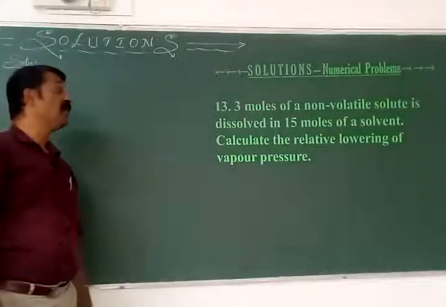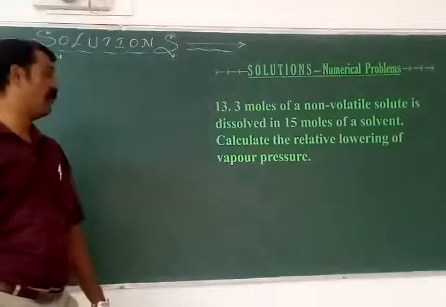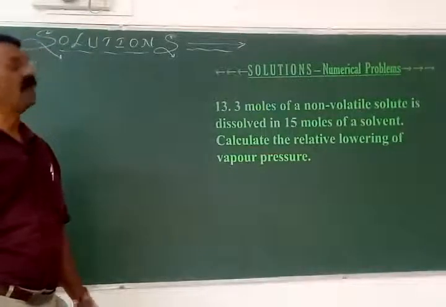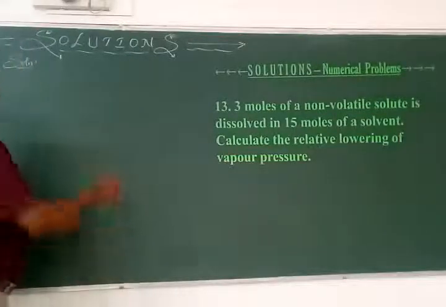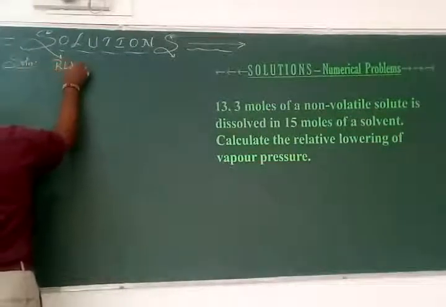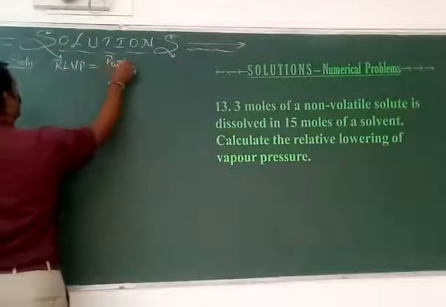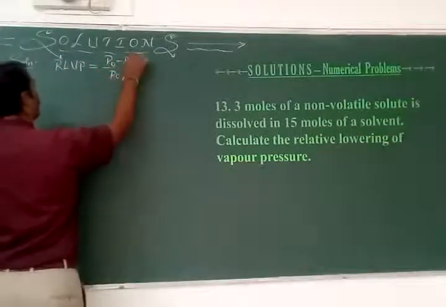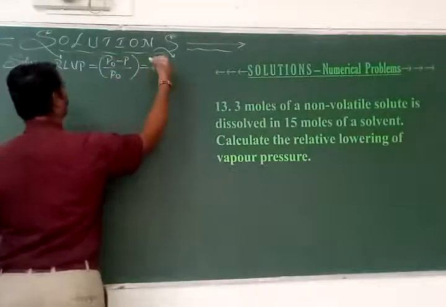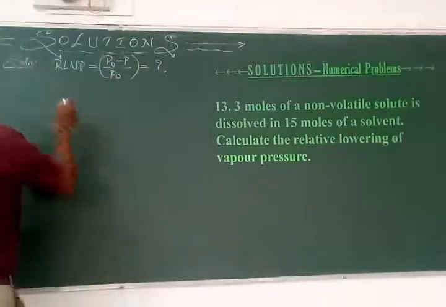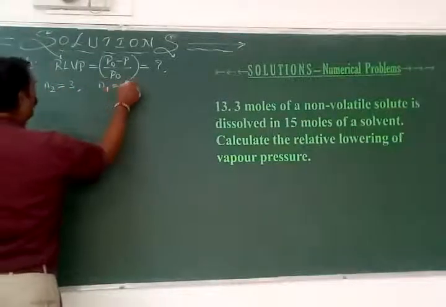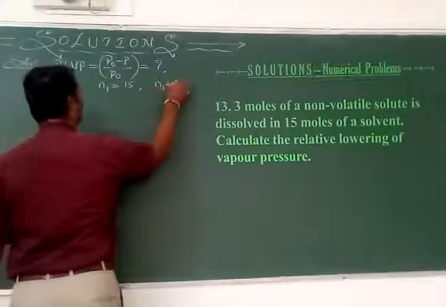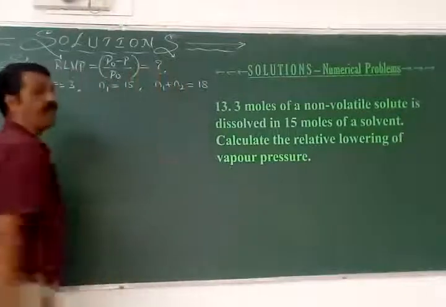What's that? 3 moles of a non-volatile solute is dissolved in 15 moles of solvent. Calculate the RLVP. RLVP means relative lowering of which pressure? Vapor pressure. We have to find out RLVP. RLVP is actually equal to P naught minus P divided by P naught. That we have to find out. Here N2 is equal to 3, N1 is equal to 15. Therefore N1 plus N2 is equal to 18.